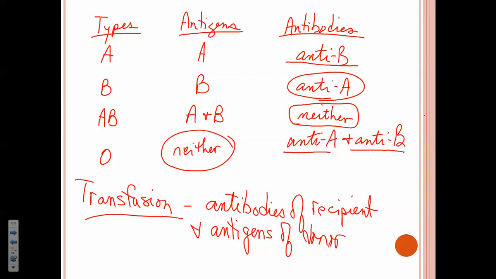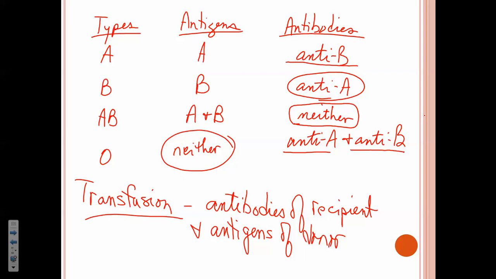Okay. What was your question? O is not the rarest. It's actually the most common. It's the most common, but it only can receive O. But it's the most common, so that's good, right?